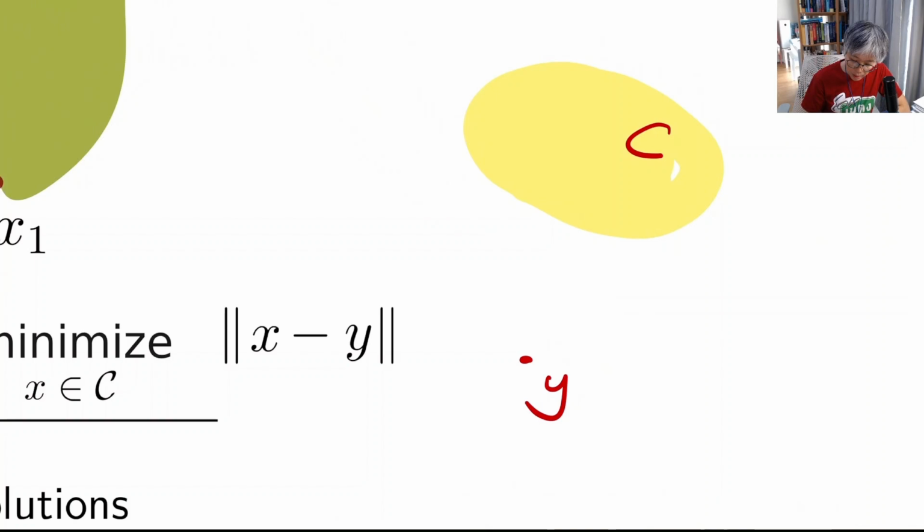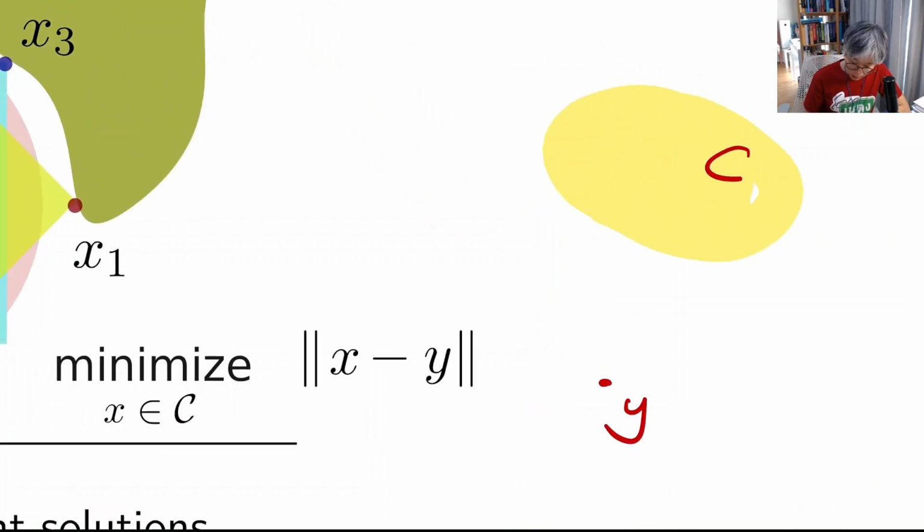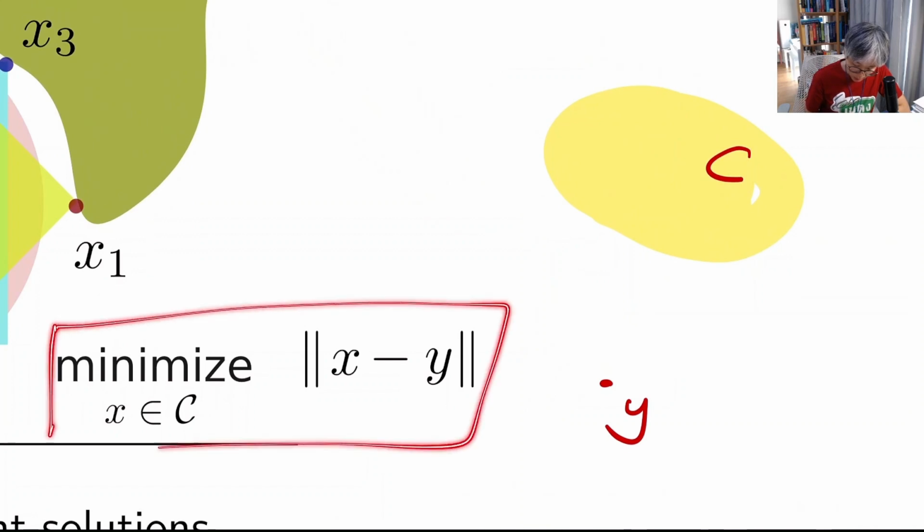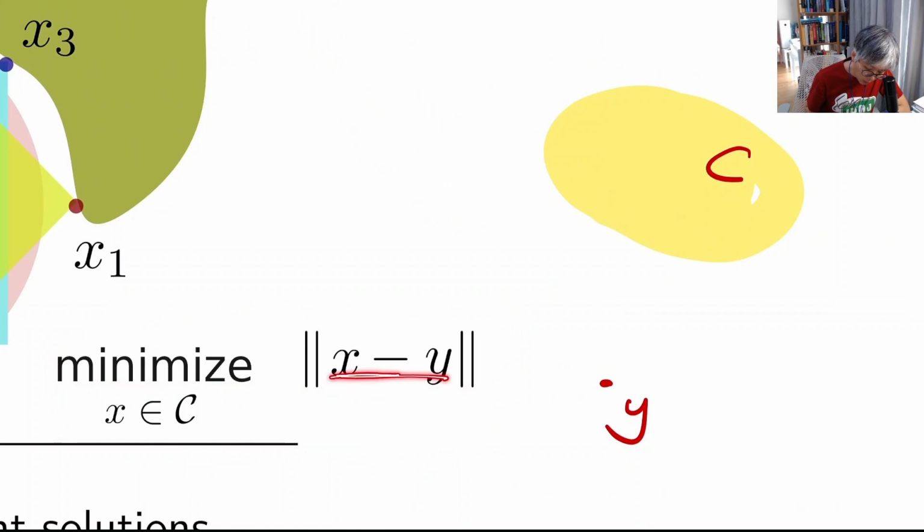You have this question where I want to pick a point in set X that is closest to Y. And I'm going to use the notion of norm to measure the distance. So you can pose a question like this: I want to minimize the distance between X and Y for all the points X in C.